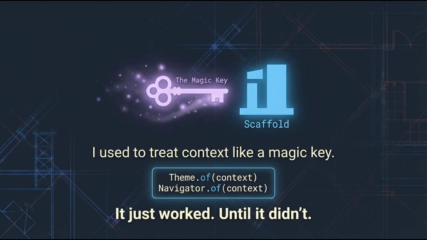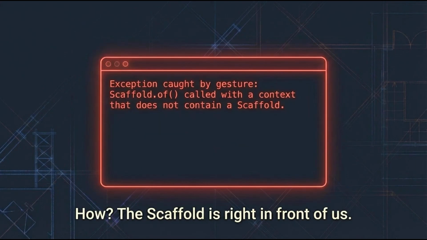I used to treat context like a magic key. Need a theme, need a navigator. It just worked until it didn't. When you run that code, it crashes. Scaffold.of called with a context that does not contain a scaffold. How? The scaffold is right in front of us.